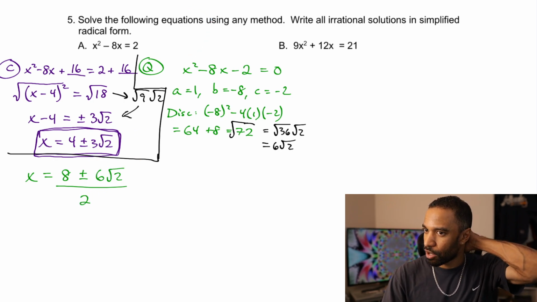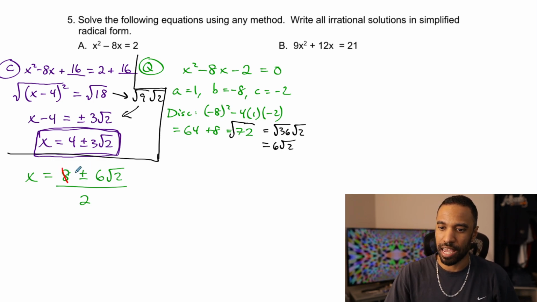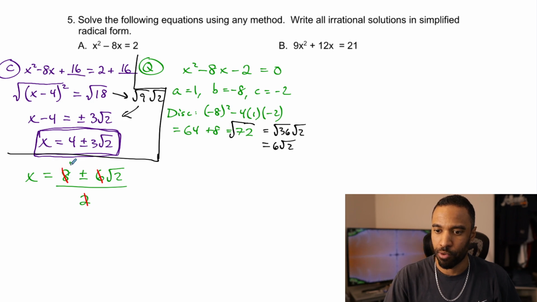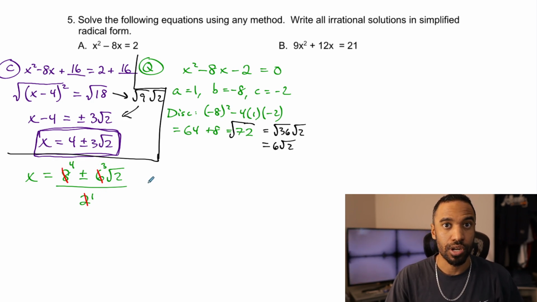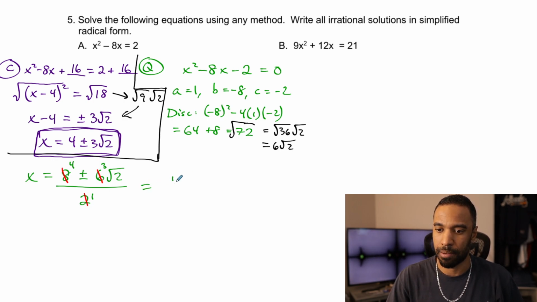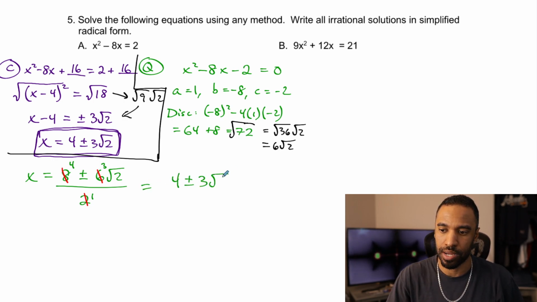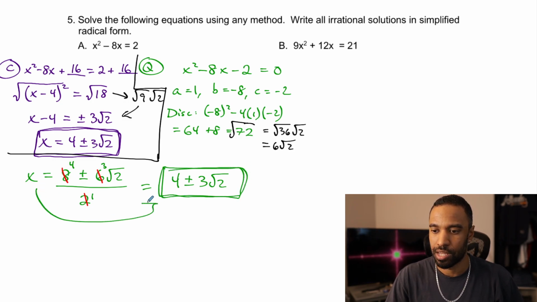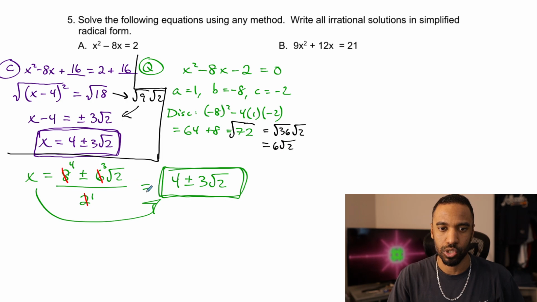Now, I can divide all of these things here by 2. I can divide 8 by 2, 2 by 2, and 6 by 2, and I'll be left with a 4, a 3, and a 1. And dividing by 1 means no fraction. So when I reduce that, I'm going to get 4 plus or minus 3 root 2. And that's my 2 answers for x, just like I got for completing the square over here.